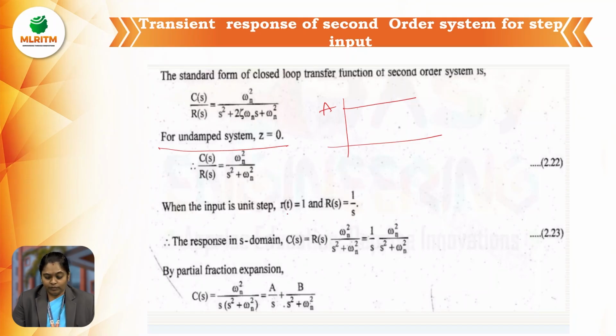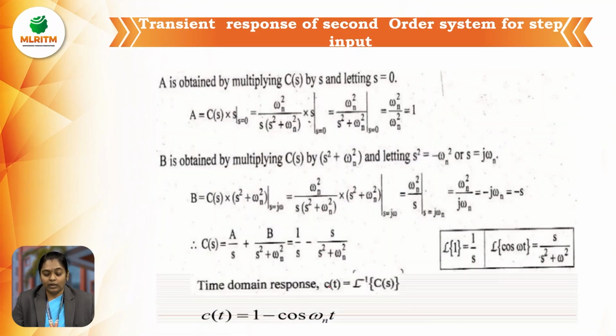As I told you, the type of input which I am giving is a step input, so R of s is equivalent to 1 by s. So I can write C of s as omega n square by s into s square plus omega n square. As I want to represent this in the time domain, I need to use the partial fraction method. By applying partial fractions, I'll be getting A by s plus B by s square plus omega n square. We cross multiply and equate the values, so that A is equivalent to 1 and B is equivalent to minus s.